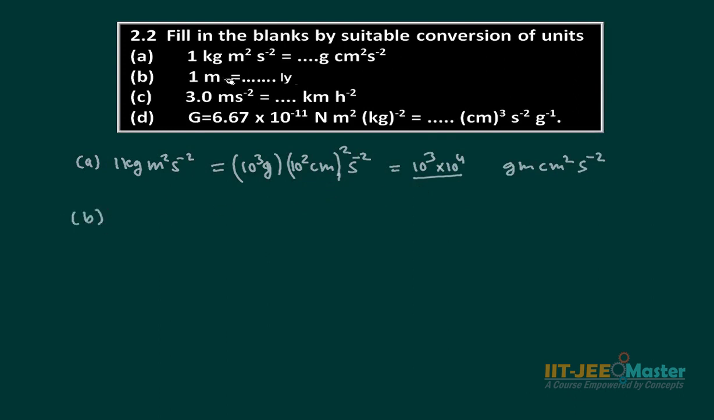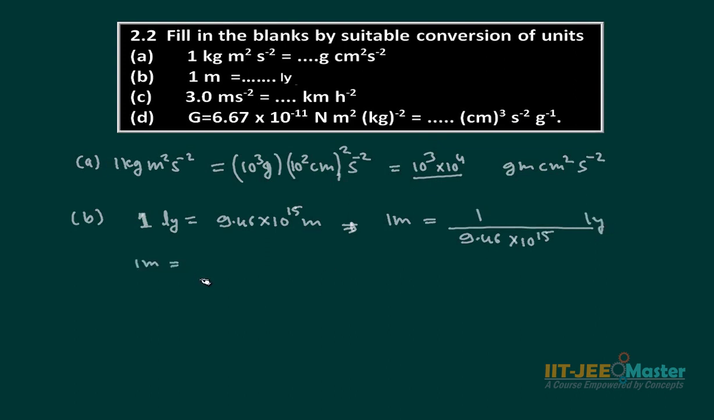Now, 1 meter is how many light years? 1 light year is equal to 9.46 into 10 to the power 15 meter. That is equal to the distance traveled by light in 1 year. So 1 meter is 1 divided by 9.46 into 10 to the power 15 light year.